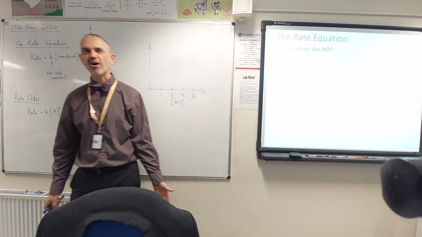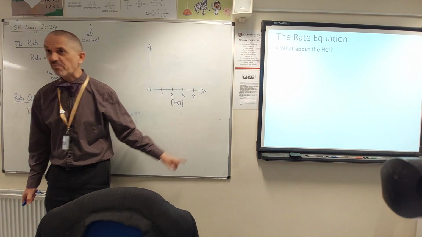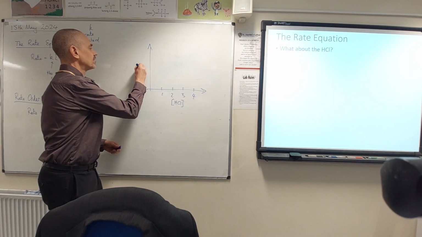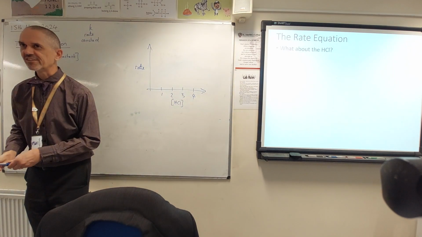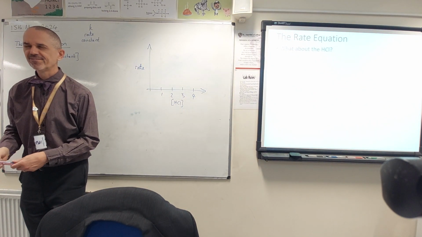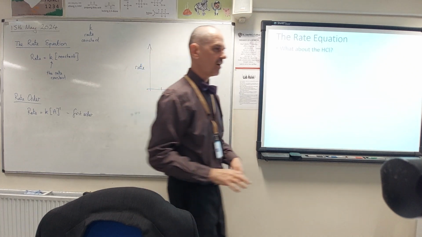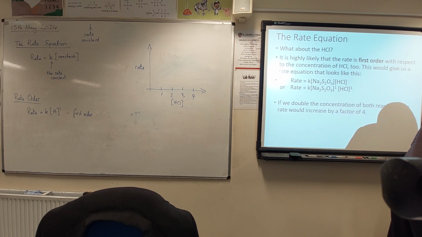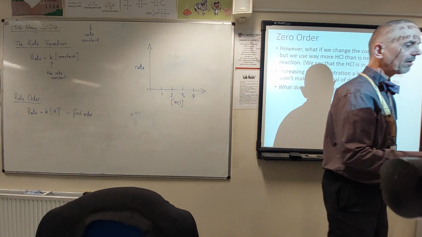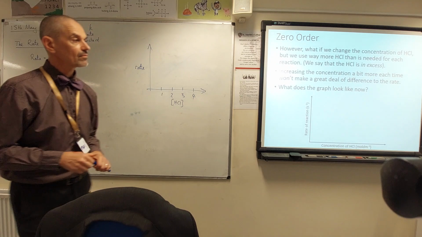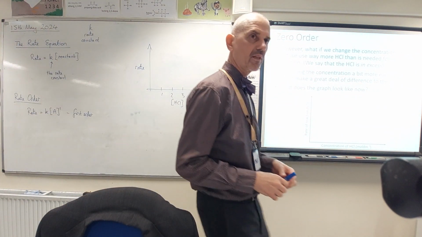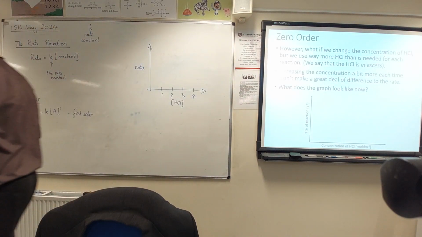And then we plot a graph just of those 4 experiments of concentration against rate. What would that look like? Okay, I'll come back to that. Could you, again, draw a little sketch in your books, please?